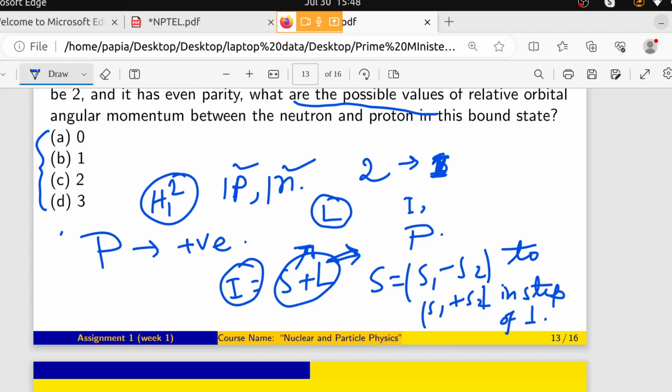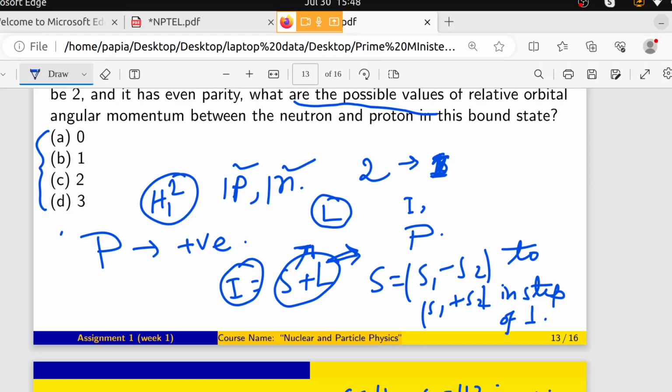So here S1 is half and S2 is half. That means S can have the value from S1 minus S2, that means 0, to S1 plus S2, that means 1, in steps of 1. In between 0 and 1 there is nothing in steps of 1, so capital S can have the value 0 or 1. Now we will come to the 0 case, and after that the 1 case.